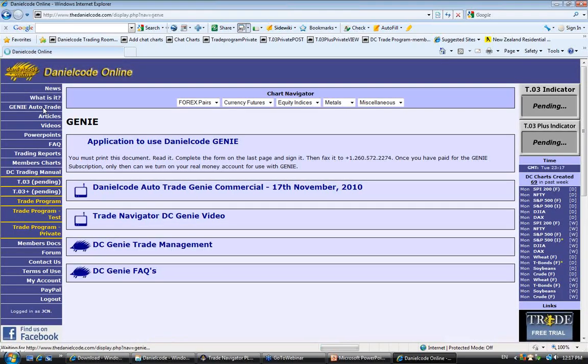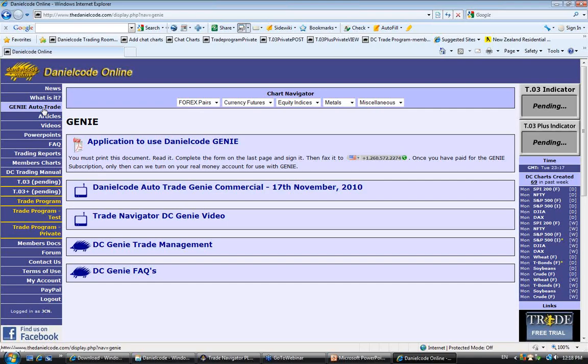If you click on that, you'll see that there's an application to use the Danielcode, which if you want to use it for real money trading, you need to sign. Basically, it says that the responsibility is yours, and you can do what you like as long as you observe the rules. There's also an auto trade GENIE commercial that's rather fun. You might like to look at that. We used that for the launch of GENIE in Vegas.